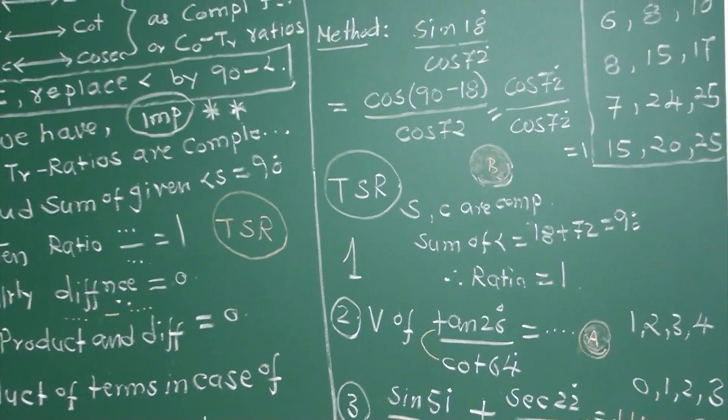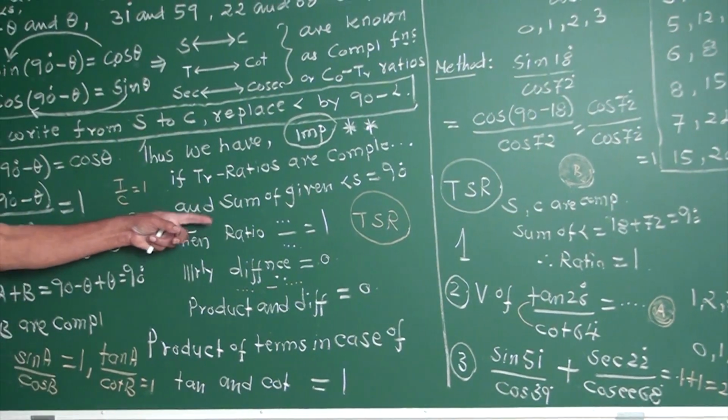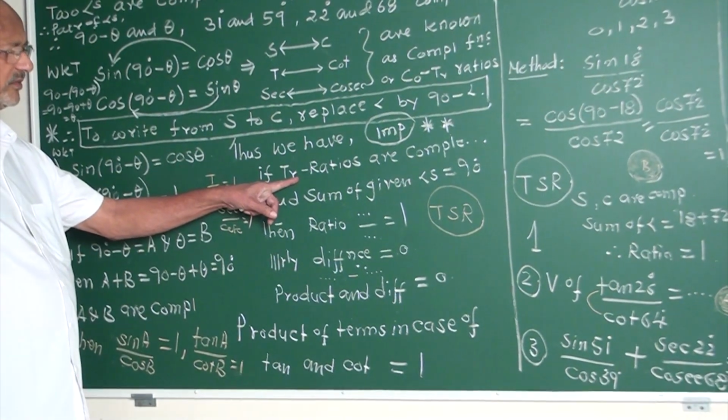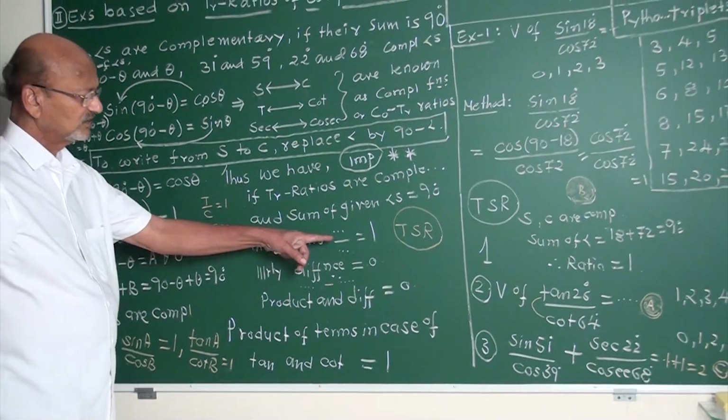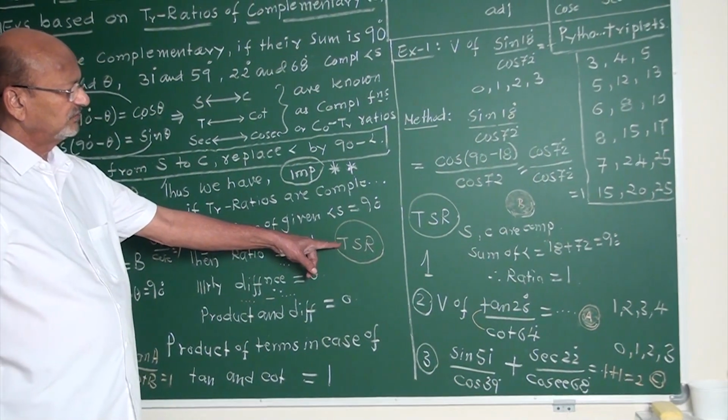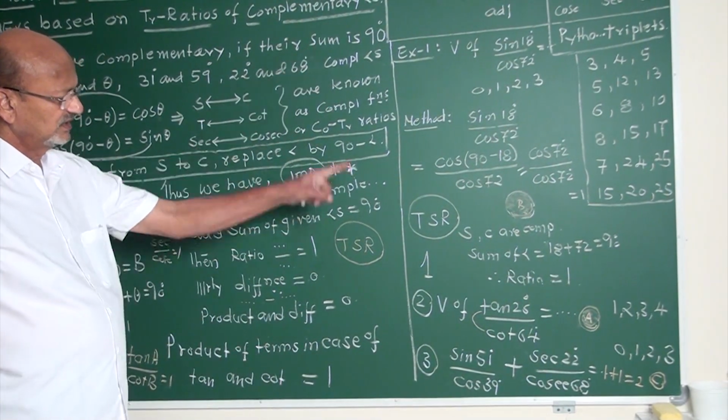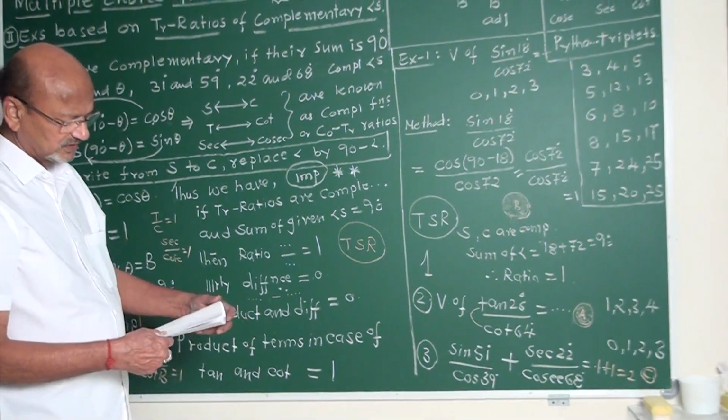I verified this first result. If they are complementary, the sum of the angles is 90. Write directly the answer 1. Time saving result. I give you 1 minute, copy it.